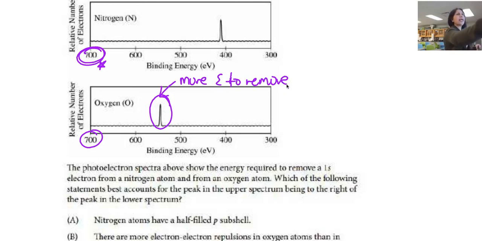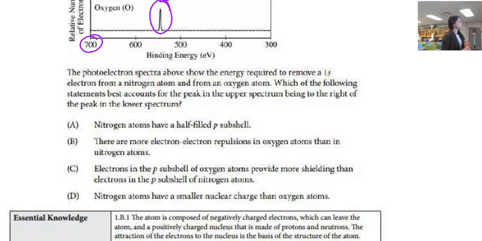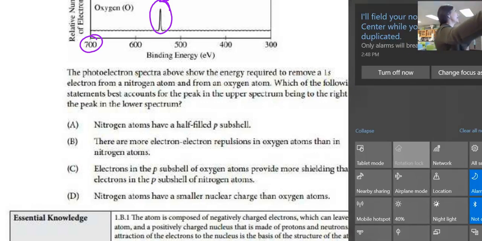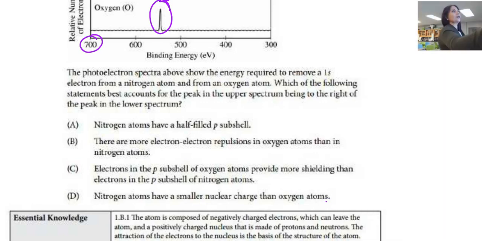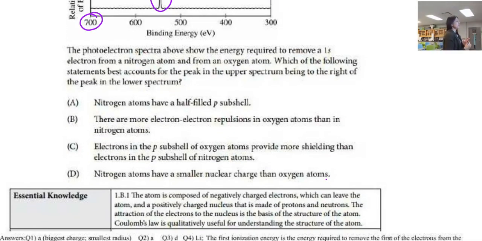Okay, let's take a look at the answers here and see what makes sense. Let's jump right into it. First one says nitrogen atoms have a half-filled p subshell. Half-filled means it's a little bit more stable. That doesn't make sense, because that would mean nitrogen should be higher than oxygen, but it's not. Oxygen is higher. There are more electron-electron repulsions in oxygen. Well, the more repulsions you get, the further out they are, and if they're further out, those should be easier to remove. So, not sure about that.